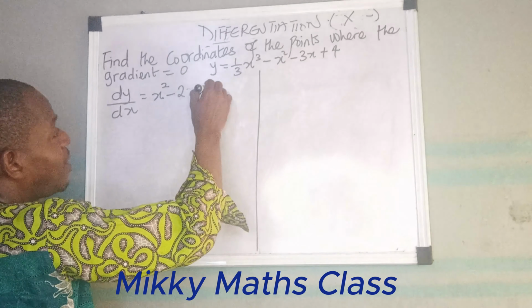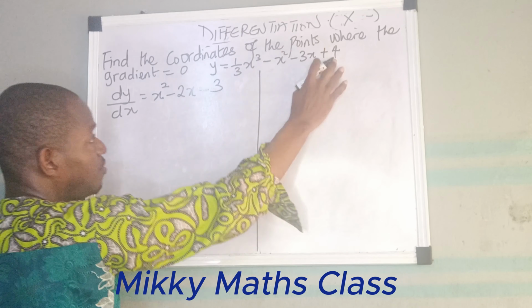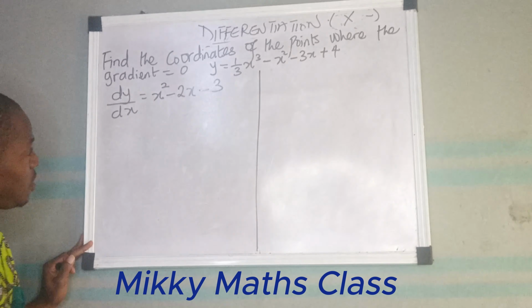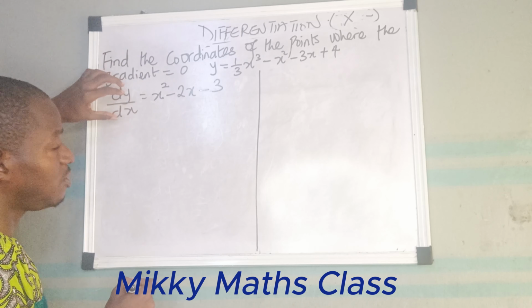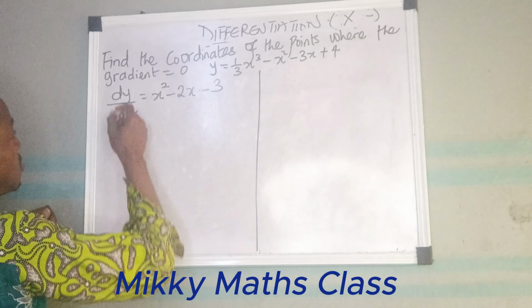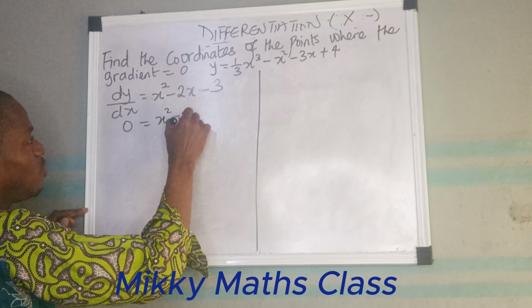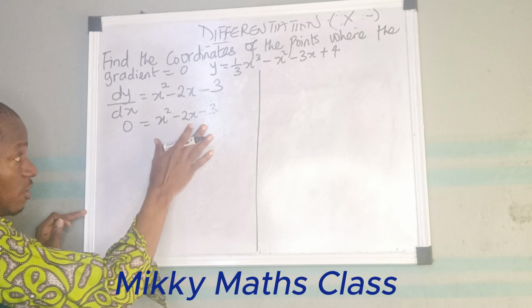Now this becomes minus; when you differentiate this, you have minus 3, and when you differentiate the constant, you have 0. Now the next thing, because we said find the coordinates when the gradient dy over dx is 0, set this equal to 0. So 0 equals x squared minus 2x minus 3. This is a quadratic equation, so let's solve it.